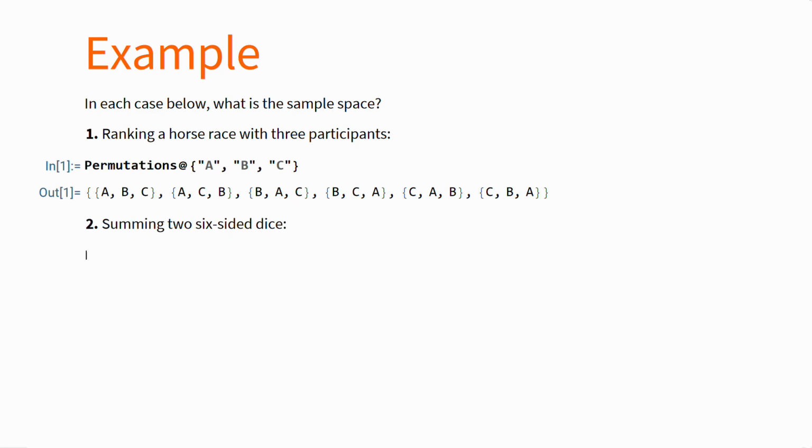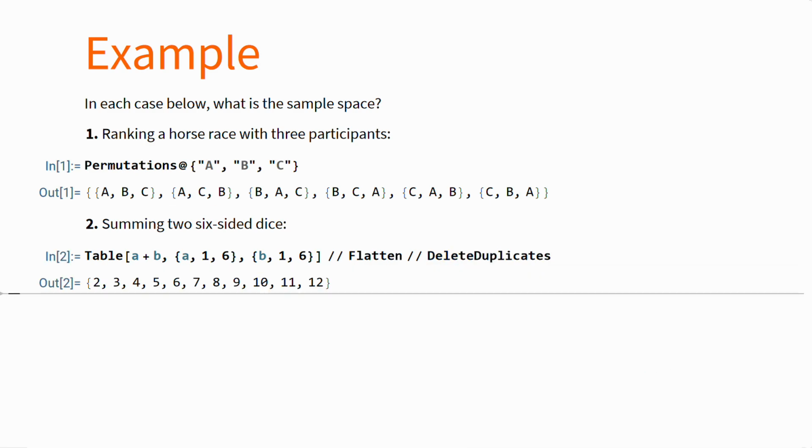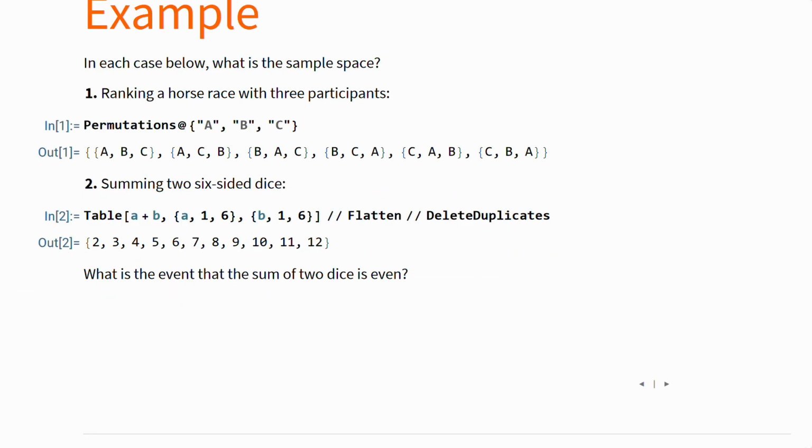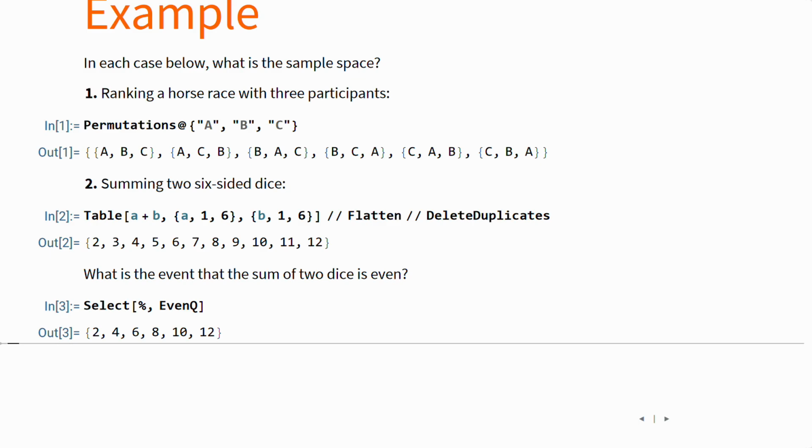Now, what about the sum of 2 dice? Well, just table the sum of each die on their values from 1 to 6. And since the minimum is going to be 1 and the maximum 6 for each die, then we get an array from 2 to 12, since there's 2 dice. On that sample space, what is the event that the sum of 2 dice is even? Well, we just need to select the even numbers, and we'll get 2, 4, 6, 8, 10, 12.